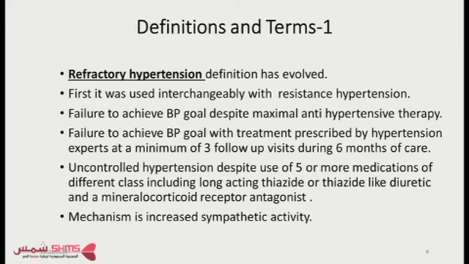Then we came up to a definition called refractory hypertension. Again, this definition has evolved. First it was used interchangeably with resistant hypertension. Then they said it is a failure to achieve blood pressure goal despite maximal antihypertensive therapy. And then they added a statement: it's failure to achieve goal with a treatment prescribed by a hypertension expert at a minimum of 3 follow-up visits during 6 months of care. They are telling us that this refractory hypertensive patient is a more advanced case of resistant hypertension. It has to be more to acquire this definition.